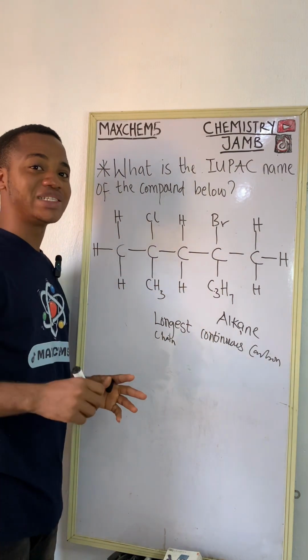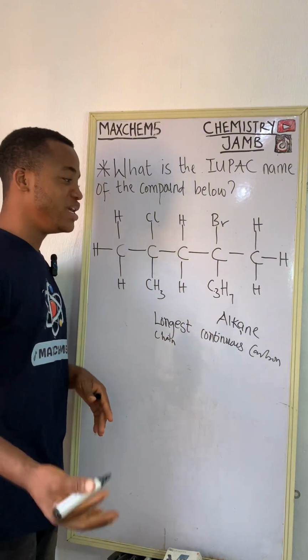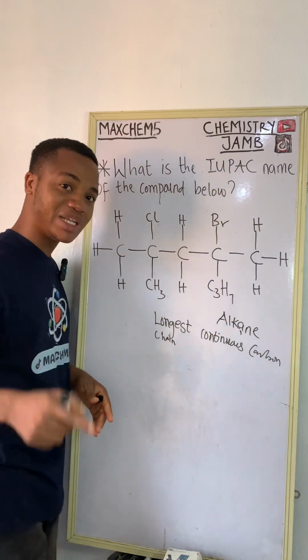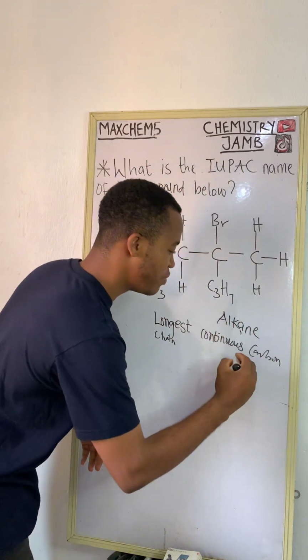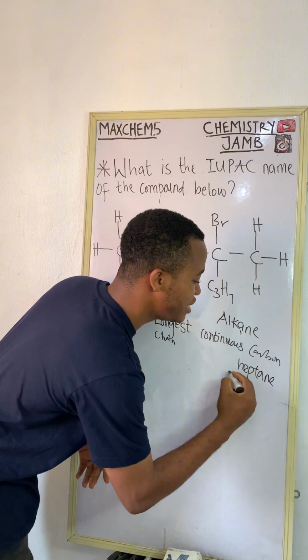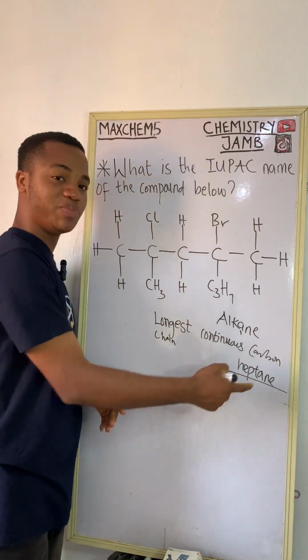So in short, we know that the parent chain is 7. What is the parent name for an alkane that has 7 carbons? That is heptane. Correct. So the parent name is going to be heptane. Let us keep this somewhere. This is the parent name.